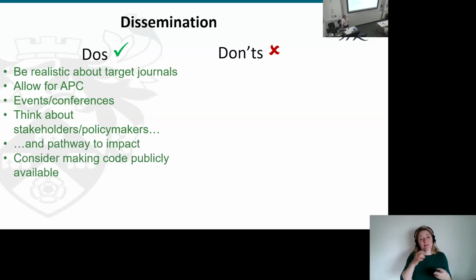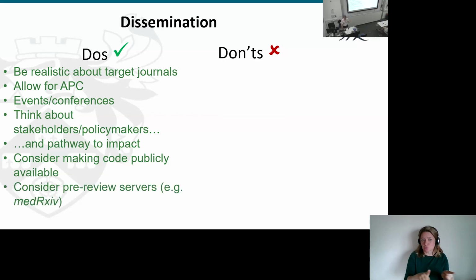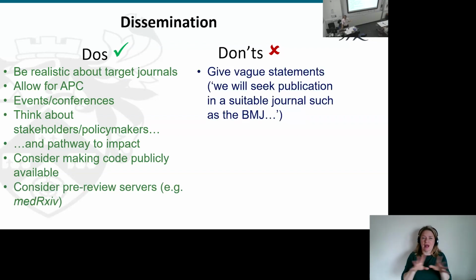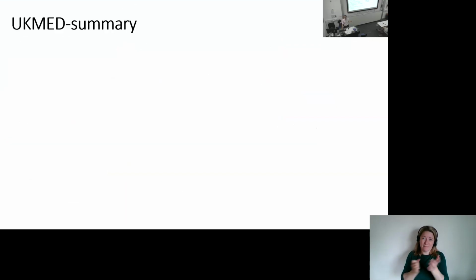Make your code available, because we can't make the data available, but make your code available publicly if you can. And consider a pre-review service like medRxiv. And don't just give vague statements like, oh, we'll publish it in a high impact journal like the BMJ. I've published at least one piece in the BMJ for UKMED, but it's not common. And don't wait years to write up because it goes stale.